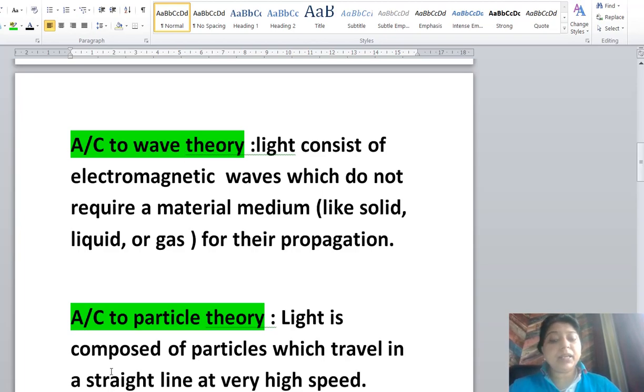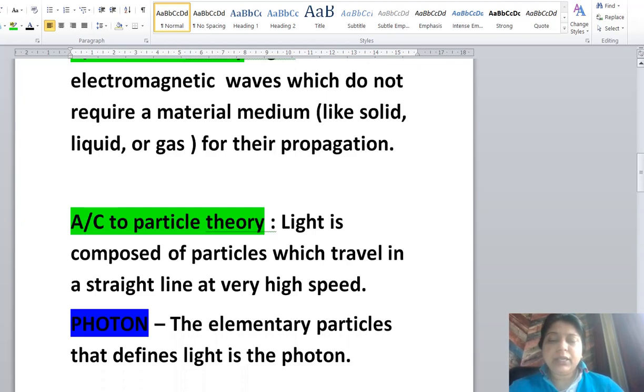The second is the particle theory. According to particle theory, light is composed of particles which travel in a straight line at a very high speed. So there are two theories. One is telling that light is in wave form and the other is telling that it is composed of particles. And one important term is the photon. ये photon क्या है? The elementary particle that defines light is the photon. So, a very important term, photon. Again I explain, the elementary particle that defines light is the photon.